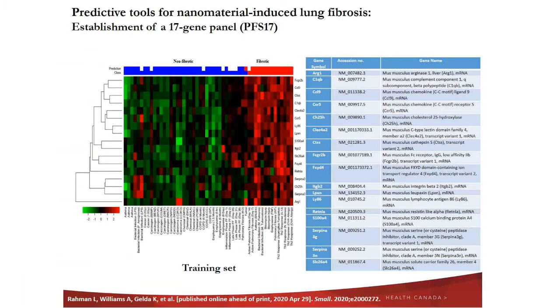Many details of the process of establishing this lung fibrosis predictive signature, as well as the details of the genes, are described in a recently published paper in SMALL, which is an open access publication, so you can read it. And there are about 34 supplementary files showing the various different ways and different studies that we have used to validate this particular signature.